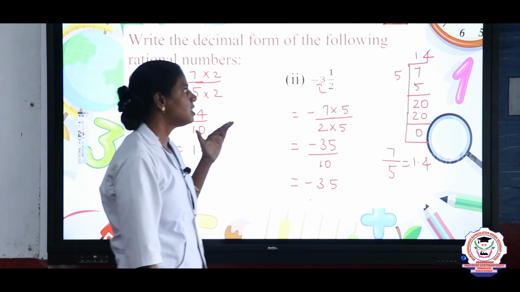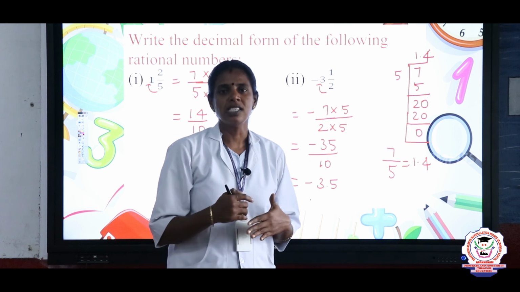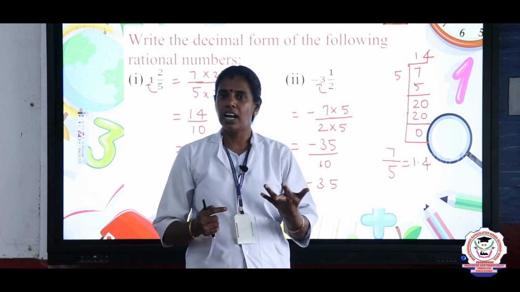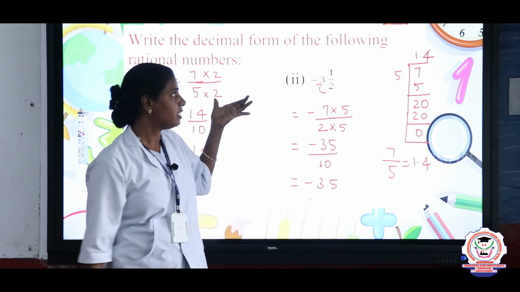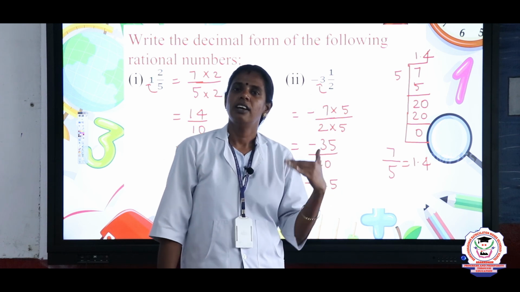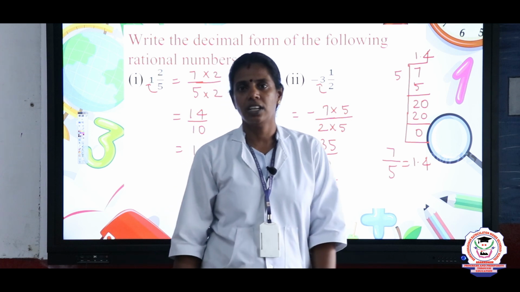So far we have seen about numbers, what is numbers and types of numbers, and then how to mark on the number line. When the number line is given, how to give the answer and how to convert a rational number into decimal form. So try these questions which are given in the exercise, and the remaining we will see in the next session. Thank you children.